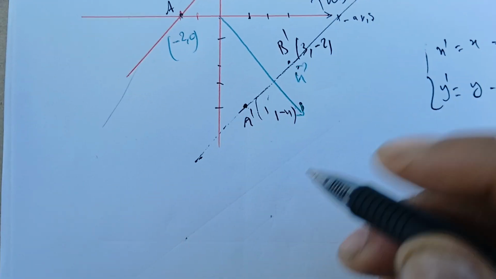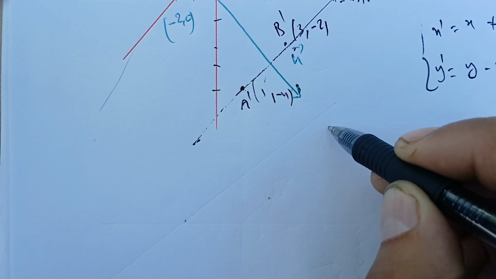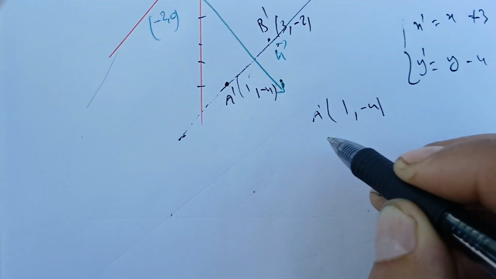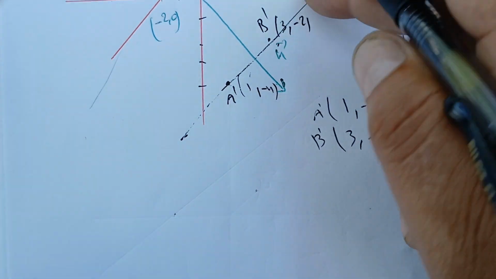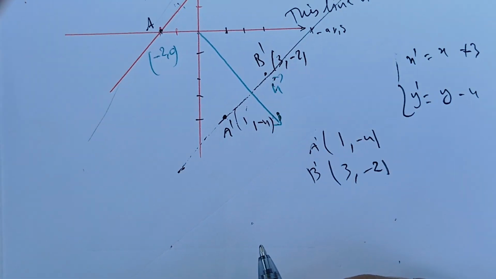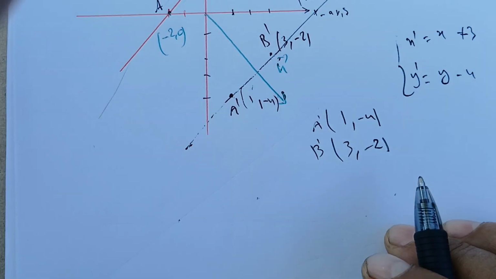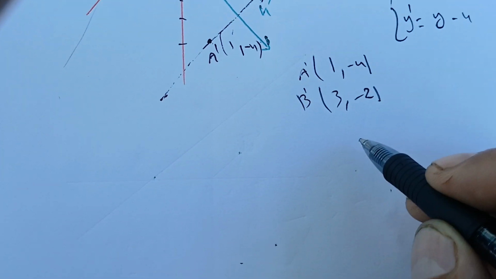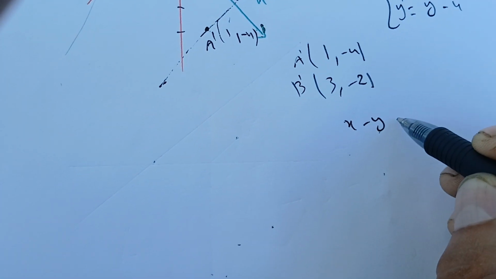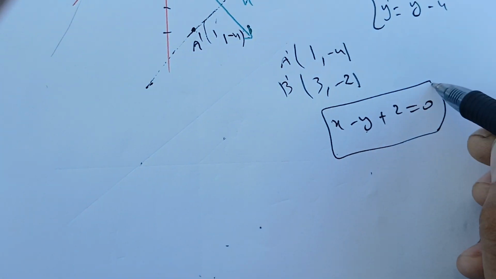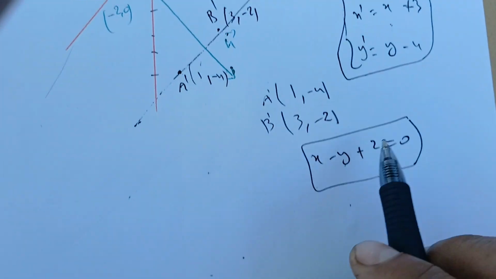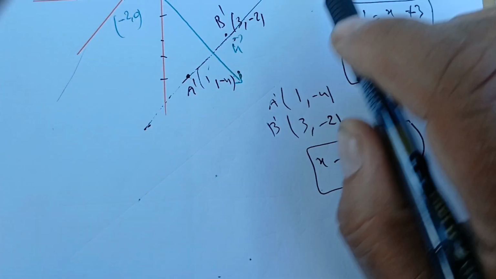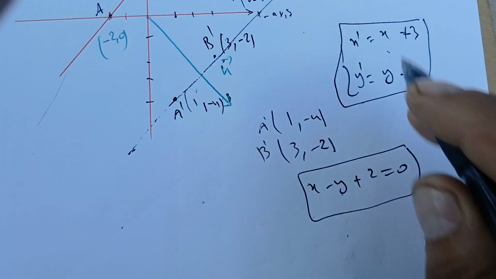I can profit from this. I have these two points, A prime, 1, minus 4, and B prime, 3, minus 2. I can construct the equation of this line from them. But there is another way. The equation of the line is given by x minus y plus 2 equals 0. So if we solve from here for x and y, we can plug in to get the x prime, y prime coordinates of the points for this line. So we can solve here.